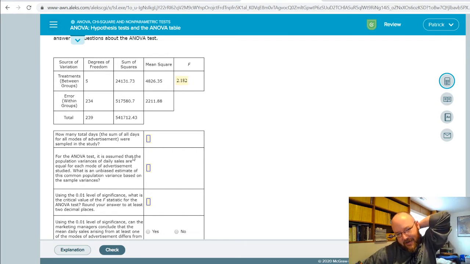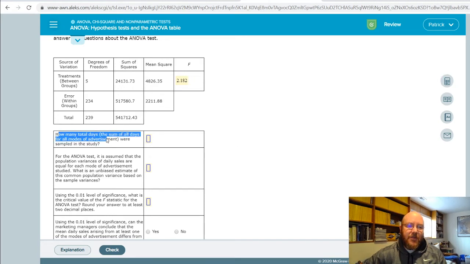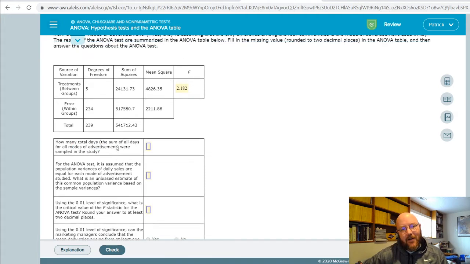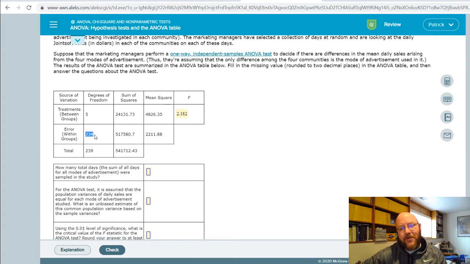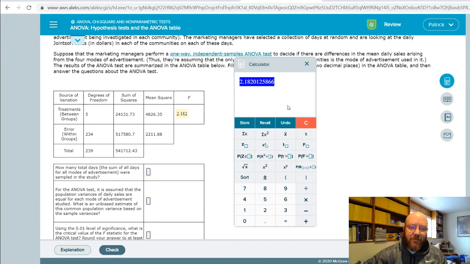Now it's going to ask us to make a number of conclusions or look up things on the ANOVA table. For example, how many total days, the sum of all days from modes of advertisement, were sampled in the study? That's asking us for the numerator or denominator degrees of freedom. We have to look at that, but we can't just take this and put it right in there, because what it's really asking us for is N, the sample size total altogether. Based upon a previous problem, to calculate denominator degrees of freedom, we add up everything in the sample and then subtract K. K is the number of different groups.